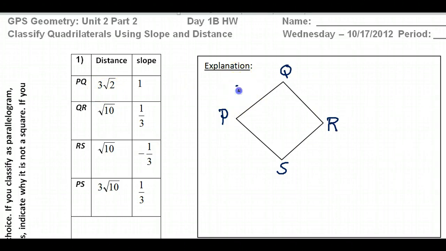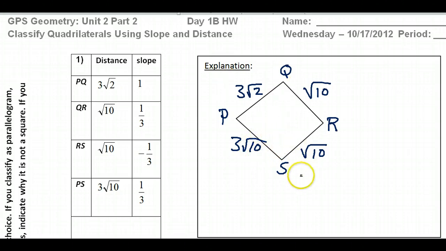PQ is 3 radical 2, so that would be like this. QR is radical 10. RS is also radical 10. And PS is 3 radical 10. Now, if you're having any trouble with this concept at all, I encourage you to make a diagram like I just did. Now, keep in mind, I don't know ahead of time if this is a trapezoid or a parallelogram or square or anything. So I'm just making the diagram as best I can, but I have to be flexible. Now, so those are the lengths.